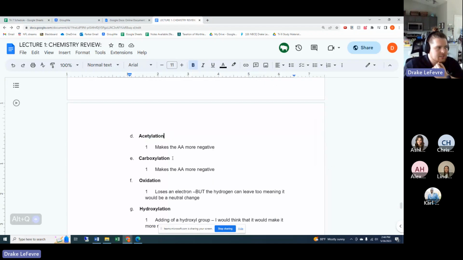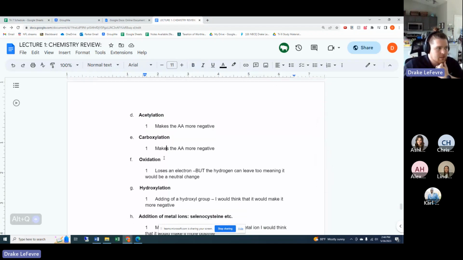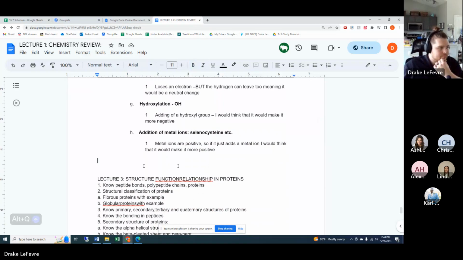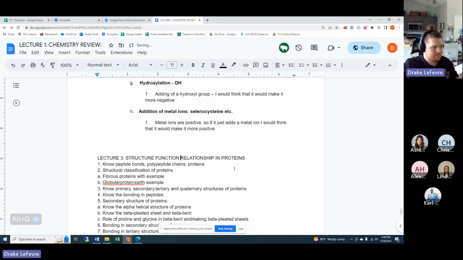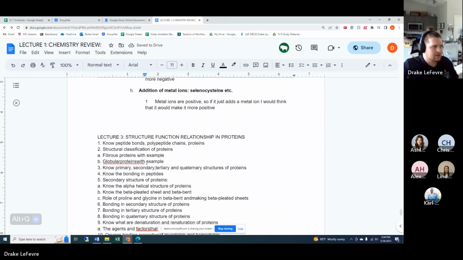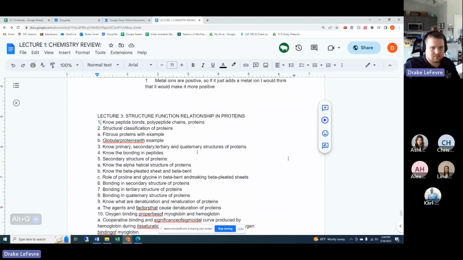Like acetylation, addition of acetyl group; carboxylation, adding a carboxyl group; oxidation, losing of an electron, or it could be addition of an oxygen; hydroxylation, losing a hydroxyl group, that OH, or addition of the hydroxyl group; and metals have the addition of the metal ions. He has examples of each of these in the book, but again, it's just memorize, which I don't want to. I want to get to the stuff that we're struggling with.